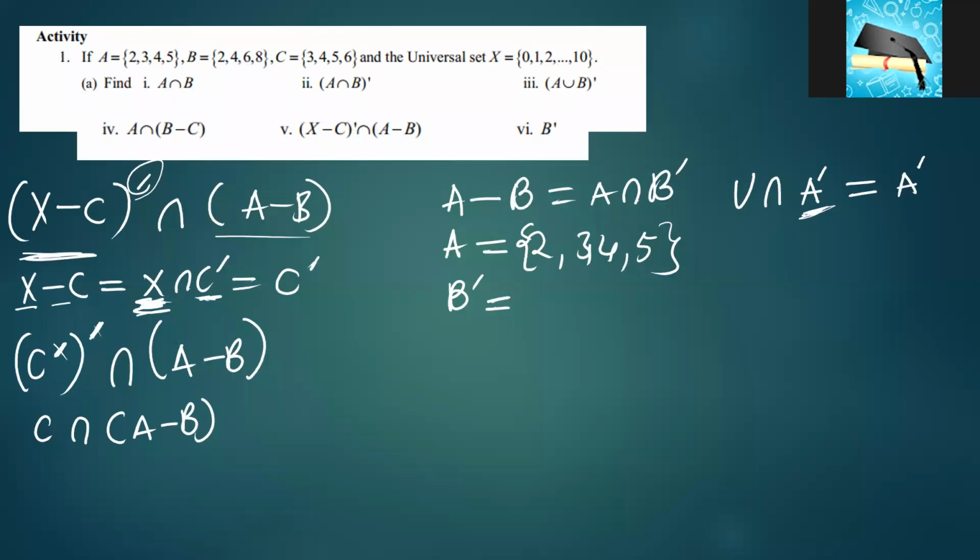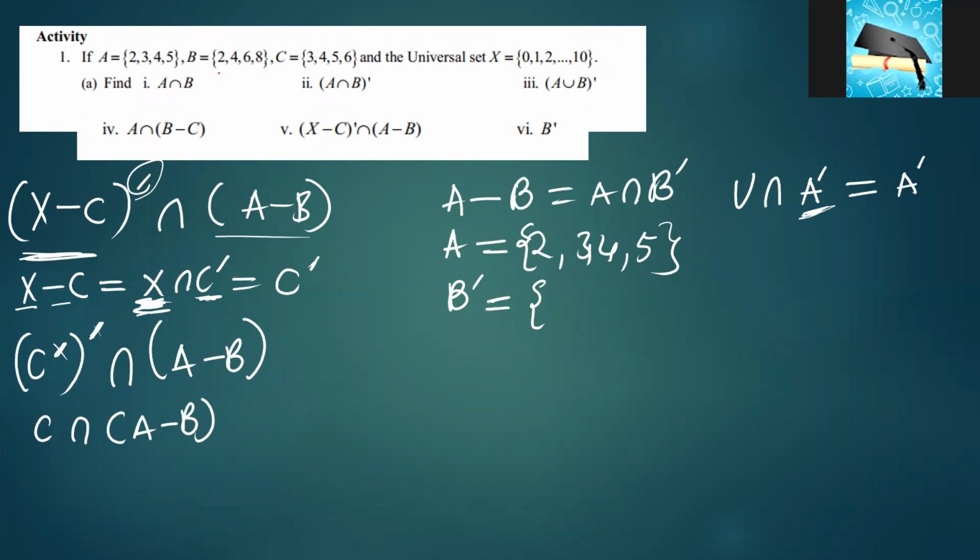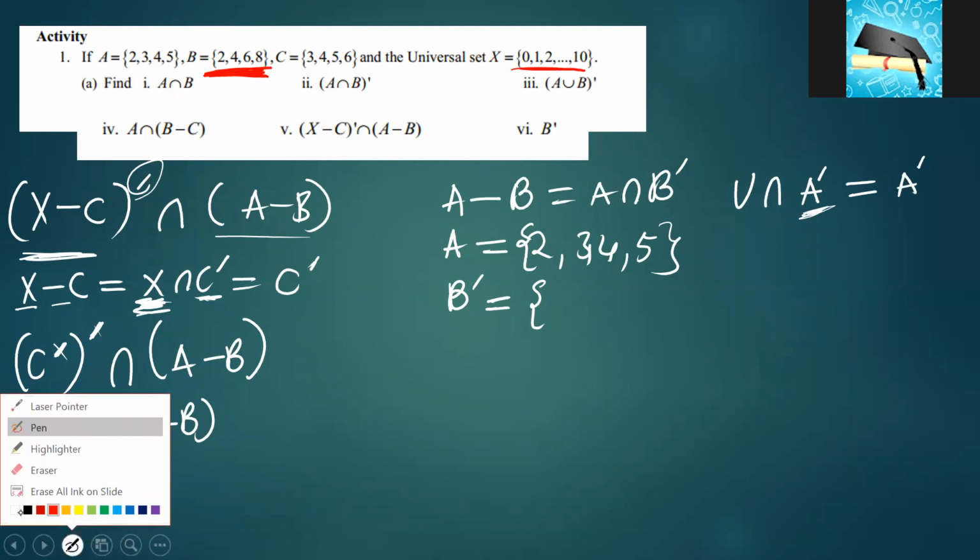So B complement is going to be equal to whatever is in the universal set, excluding B. So we're trying to look at the elements that are outside B, but they are in the universal set. So which one is my B? B is simply this set here. So I'm going to write everything that is not in this set, but is present in the universal set. That is what we call B complement.